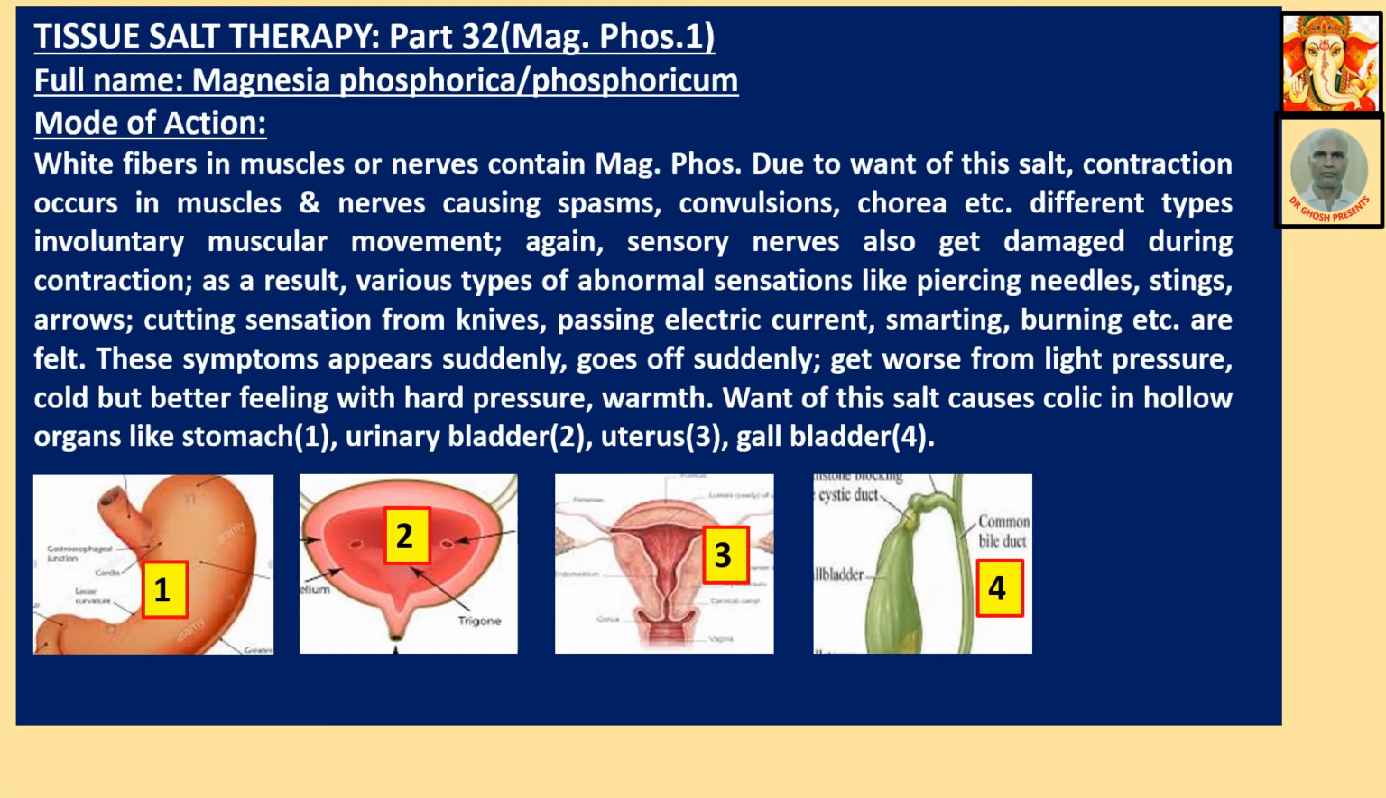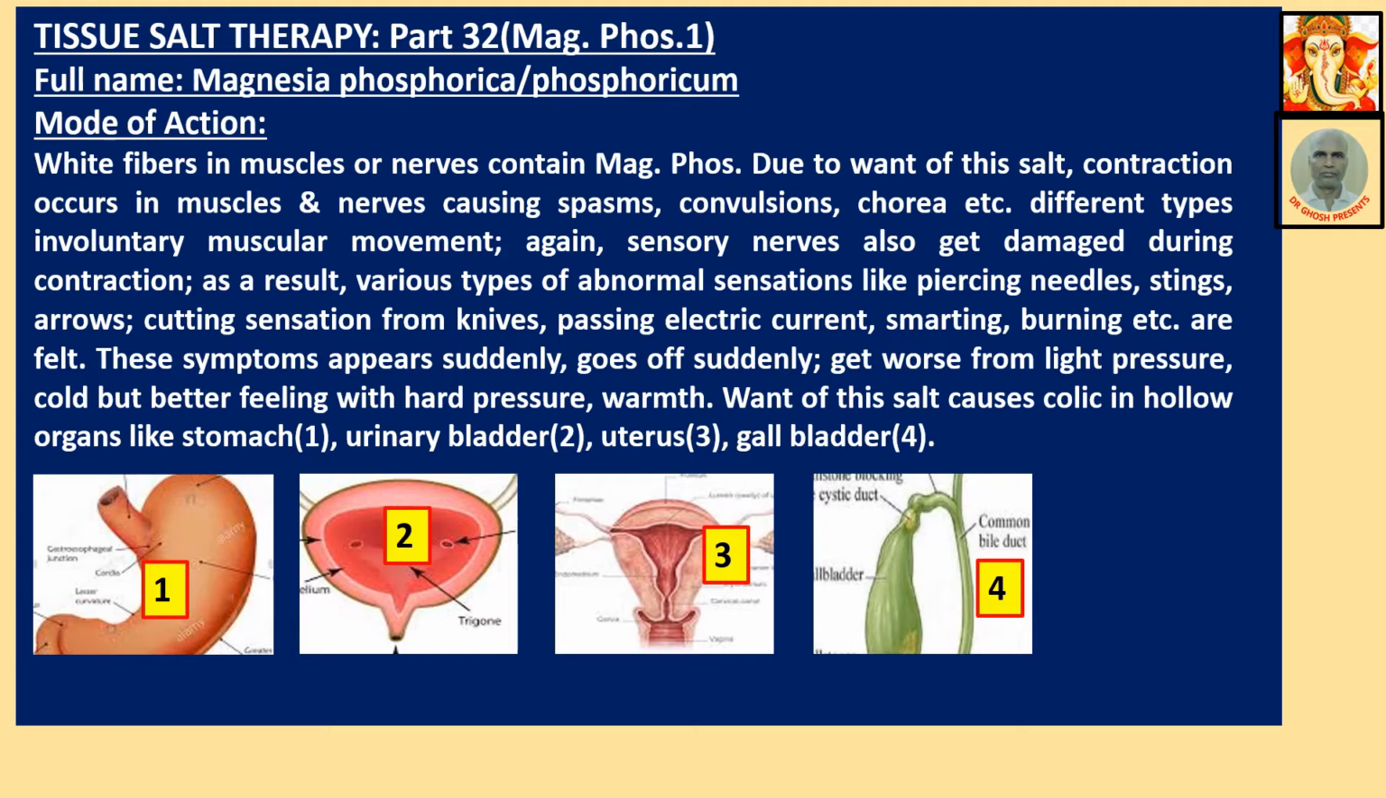Tissue salt therapy, part 32, Mag Phos. Full name Magnesia phosphorica or phosphoricum. Mode of action: white fibers in muscles or nerves contain Mag Phos. Due to want of this salt, contraction occurs in muscles and nerves, causing spasm, convulsion, chorea, etc. Different types of involuntary muscular movement. Again, sensory nerves also get damaged during contraction.